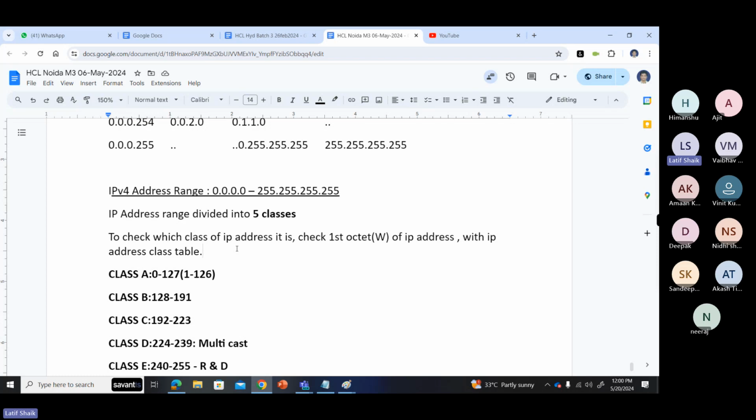Exactly, see the W portion, the first octet of the IP address. If you look at the first octet of an IP address, we can tell what class of IP address it is. We're dividing the 4.3 billion IP addresses into 5 classes based on the first octet of the IP address. Got the point?